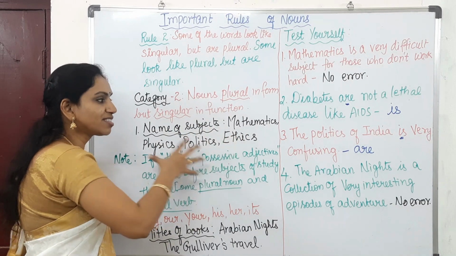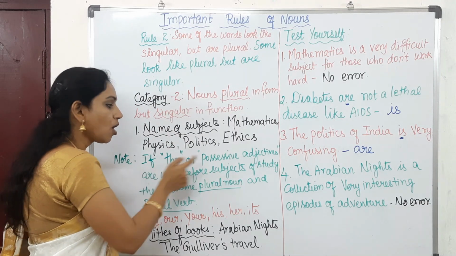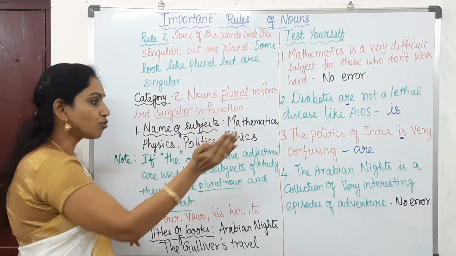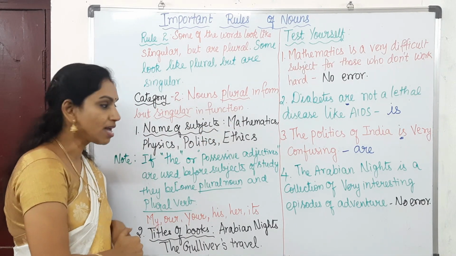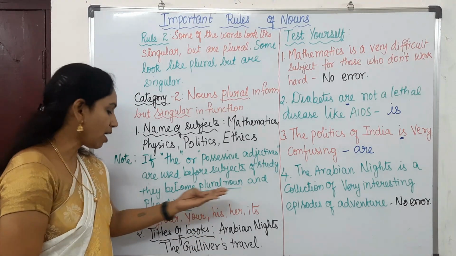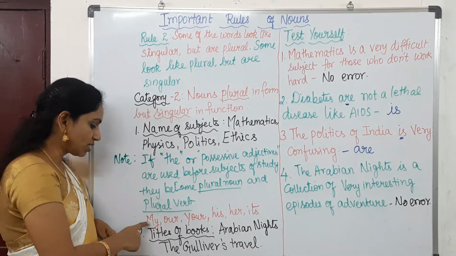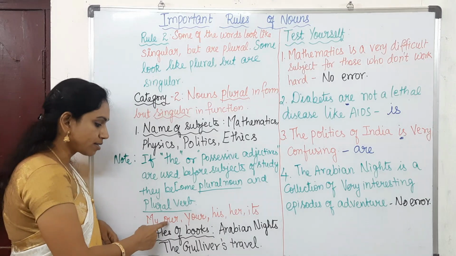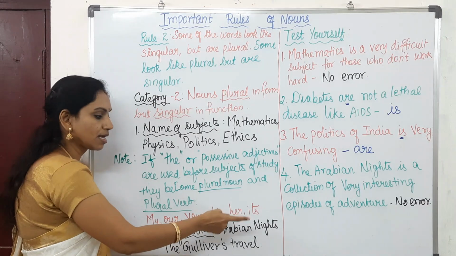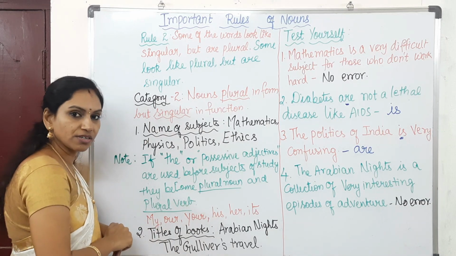If the same thing is used as such, they behave as singular. But if possessive adjectives are used before the subjects of study, they are considered to be plural nouns only. Plural noun and plural verb. Okay, let's see an example. These are my, our, your, his, her, its, examples of possessive adjectives.